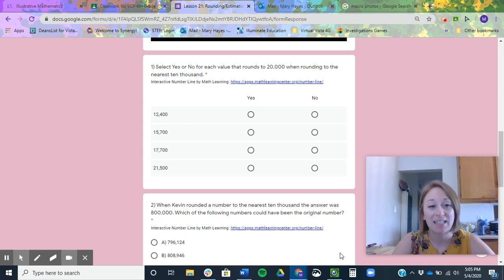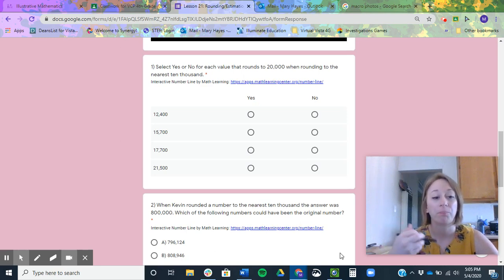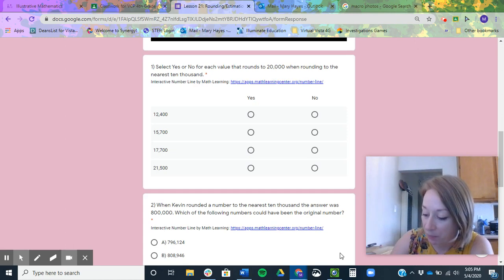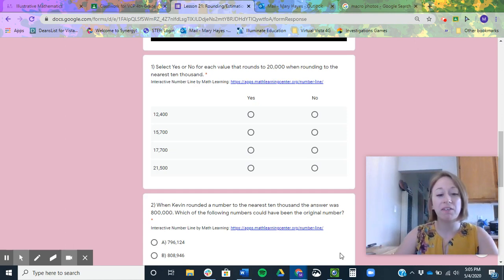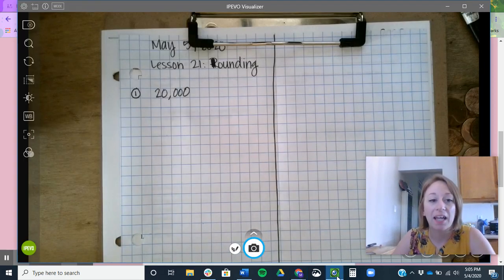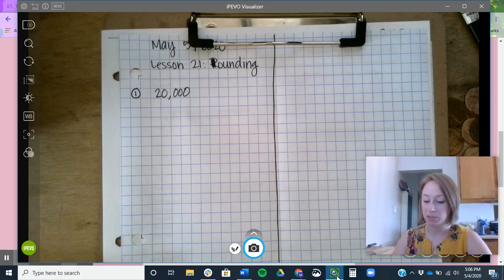Number one says, select yes or no for each value that rounds to 20,000 when rounding to the nearest 10,000. So go ahead and write the value that we are rounding to. The value that we are rounding to is 20,000, and we are specifically looking at the 10,000s place.